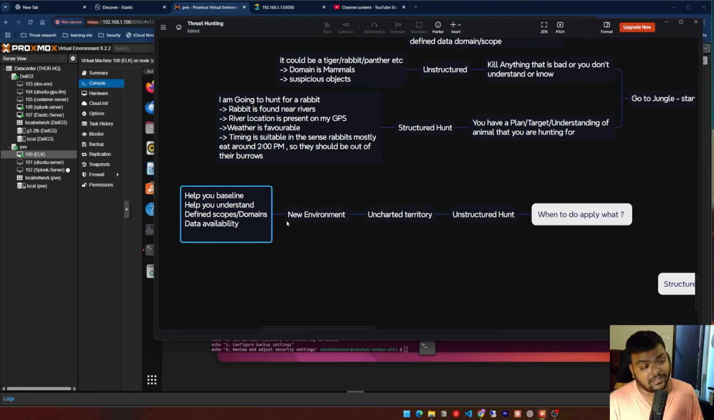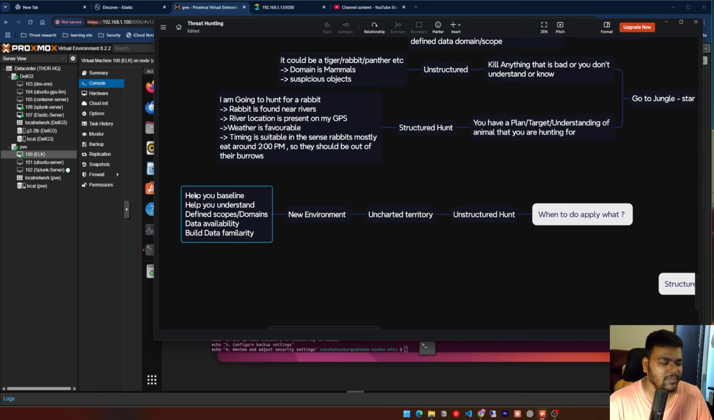You would be sifting through a large amount of data. Since you have not defined what you are looking for, you will be sifting through a large amount of data in a small period of time. So it would help you build domain expertise, or data familiarity, right? So all of this is one good favorable condition where you should actually do an unstructured hunt first, and then possibly use the outcome of this to drive your structured hunt, right?